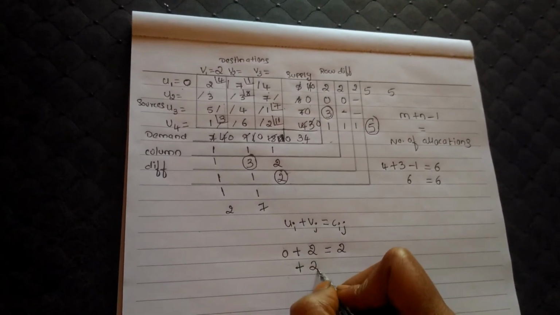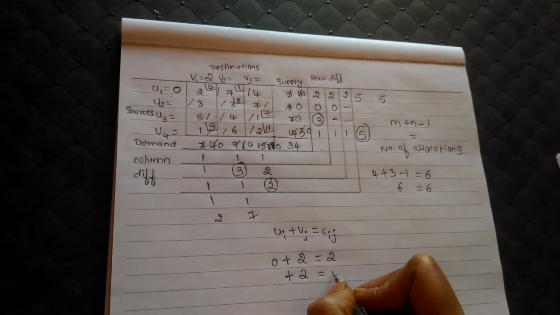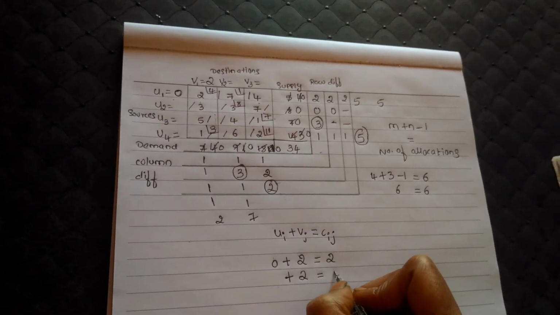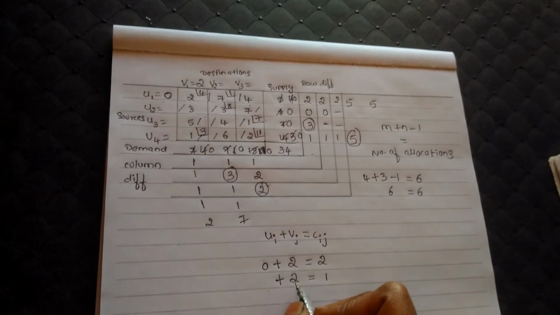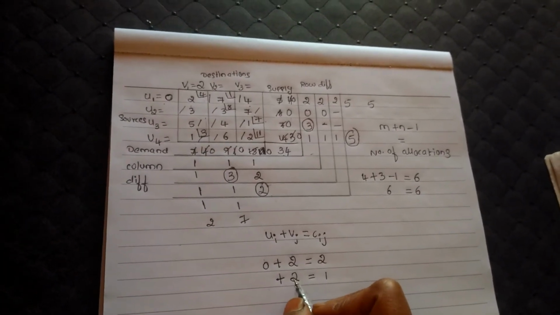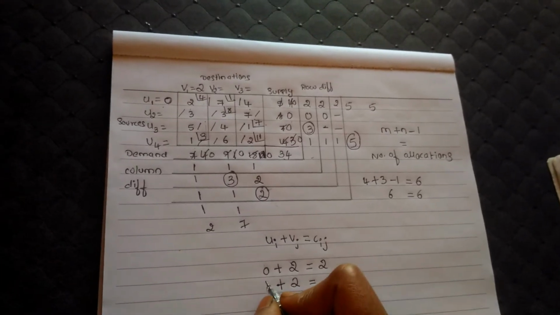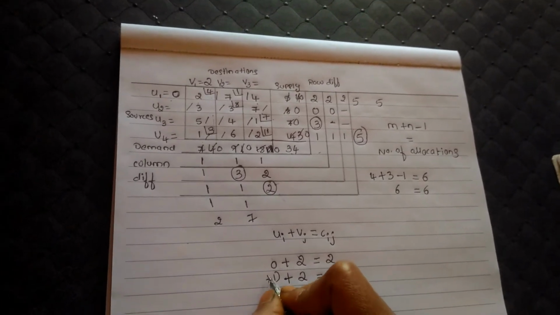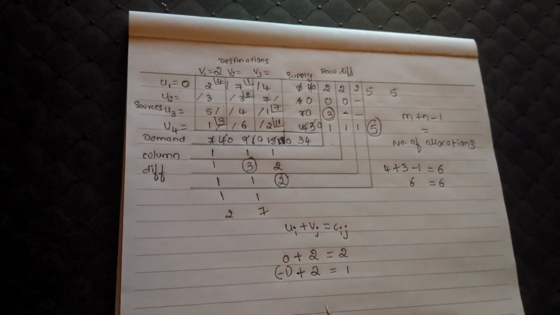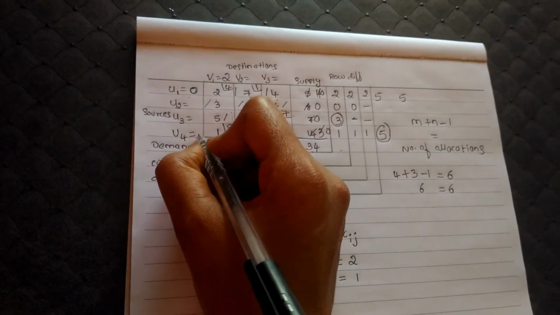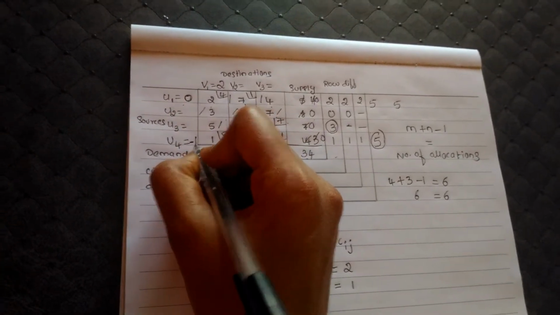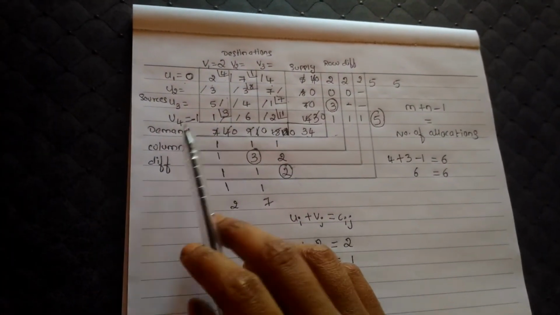V1 is 2. And what should be the Cij, that is U41, that should be 1. So what should I add or subtract for 2 to come up with -1? -1 is the value. -1 plus 2 will give me 1. So the value here is -1. Now we found out the value of U4.